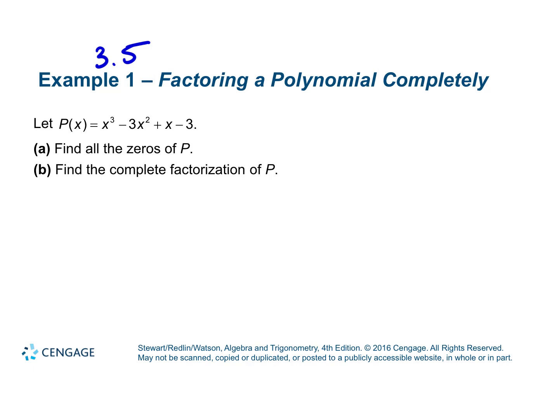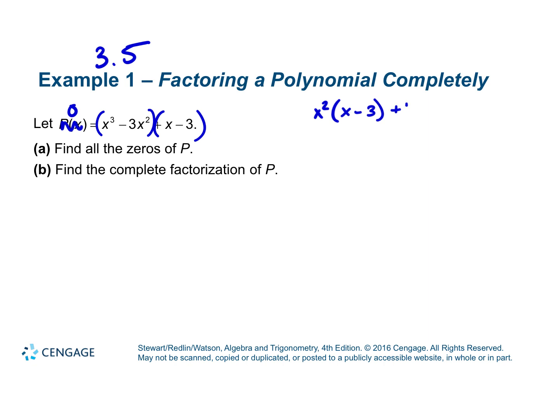When we have 4 terms, how do I find the zeros? How do I solve? Grouping. Group the first 2, group the second 2. What's the GCF from the first group? When we take out an x squared, what are we left with? X minus 3.